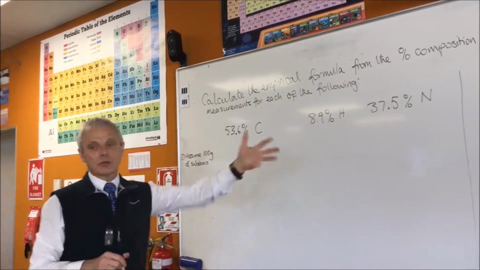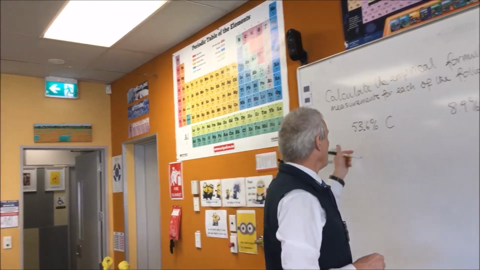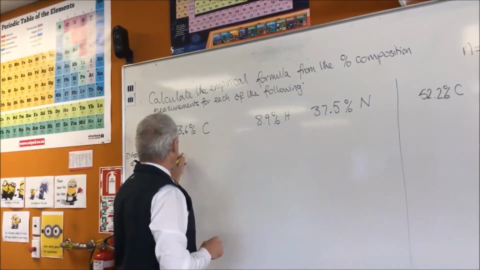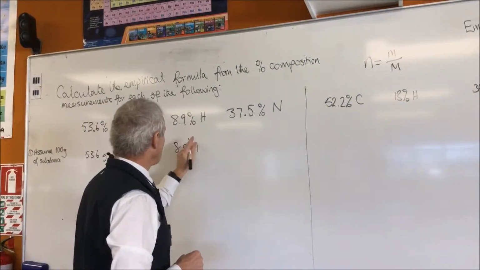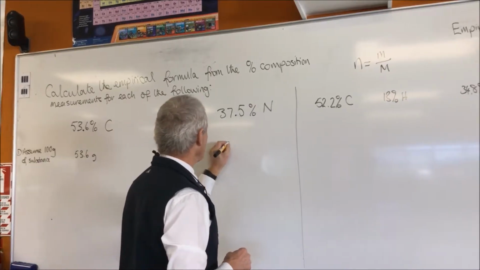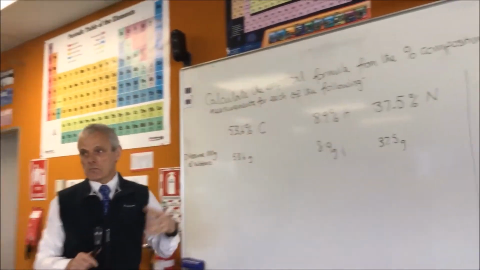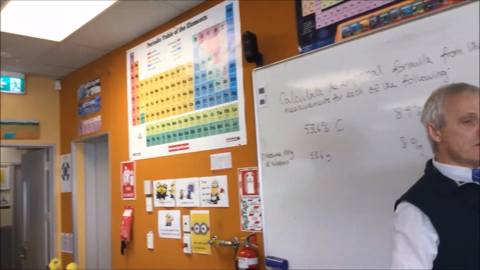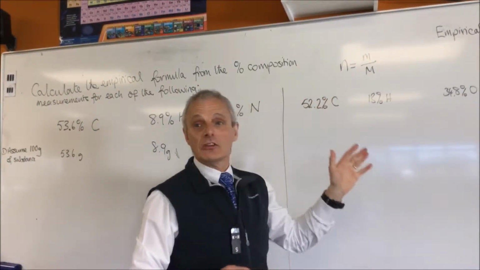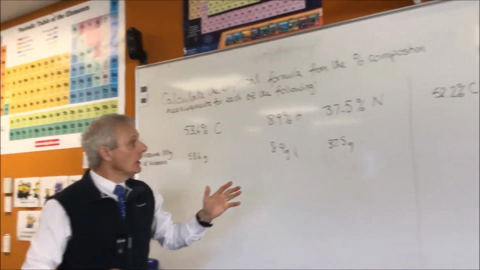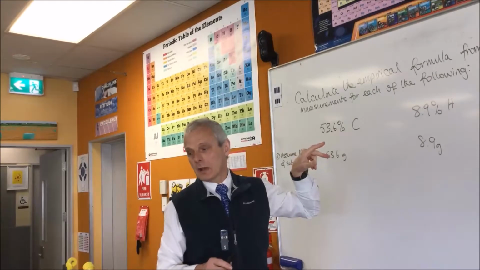Okay? So which one do you want to do first? Should we do this one? Yep. Okay. So, in that case, we have 53.6 g of carbon, 8.9 g of hydrogen, and we've got 37.5 g of nitrogen. So we've got our mass. We can now convert to an amount, because that's what we need, because the formula is telling us the ratio of amounts in a substance. And so we need to divide each of these by an atomic mass.